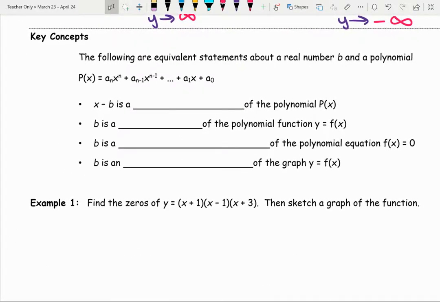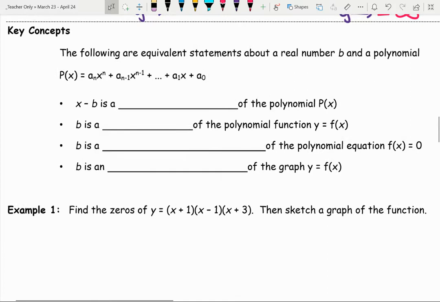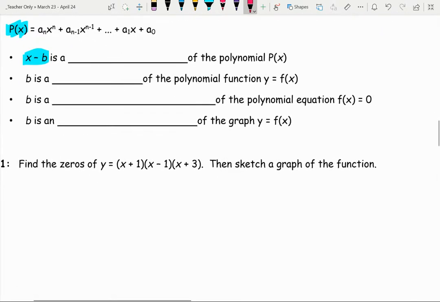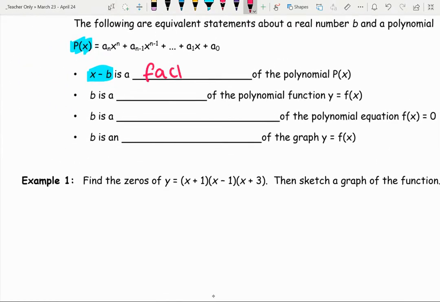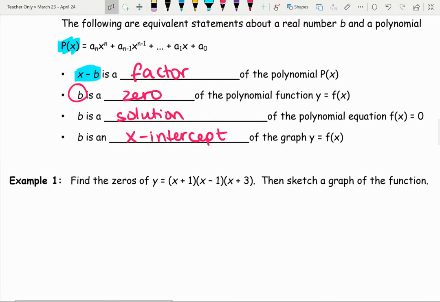So the end behavior is not the only important part of polynomials. Say that 10 times fast. But we also want to know about what's going on in between. So if I have a polynomial, we've got an example, p of x right here, then the statement x minus b, if we consider that a factor of the polynomial, then that means that that value b is a zero, it is a solution, it is an x-intercept.